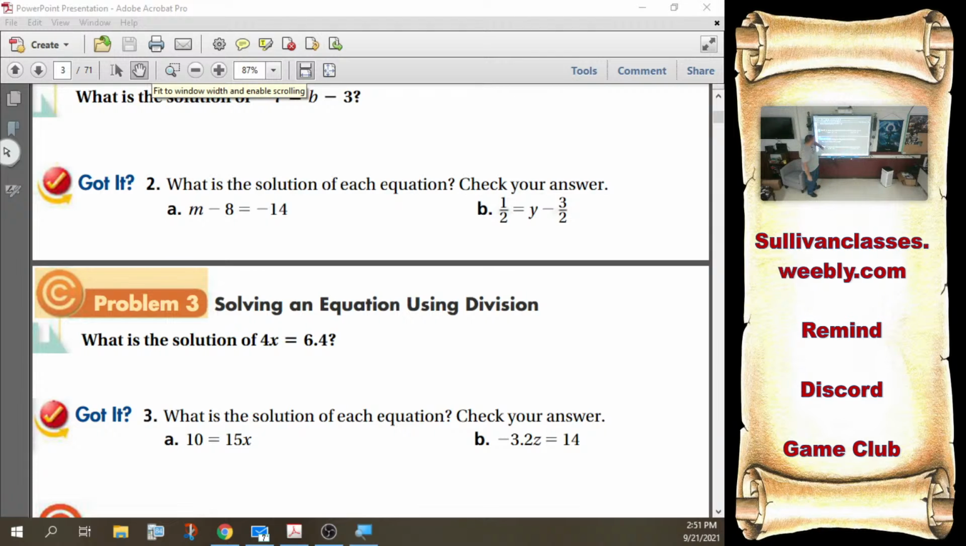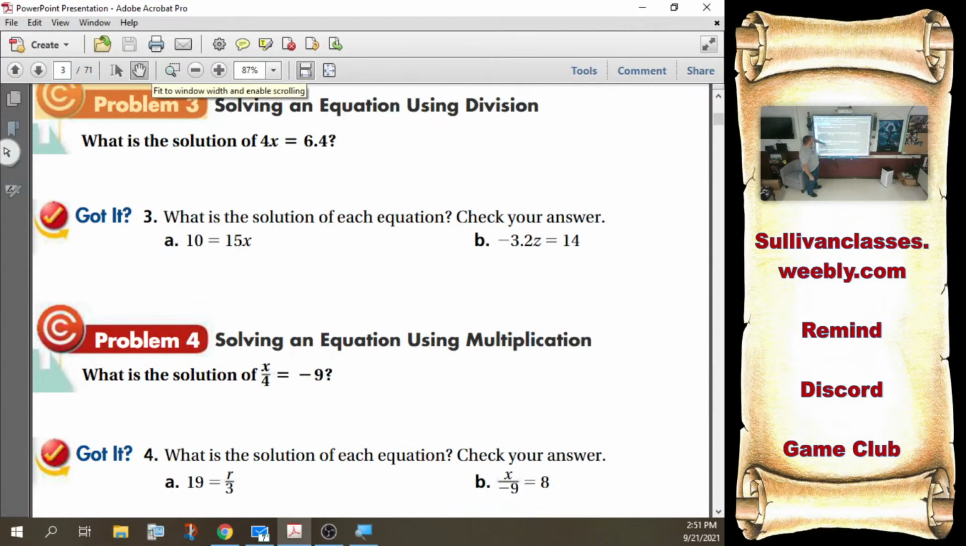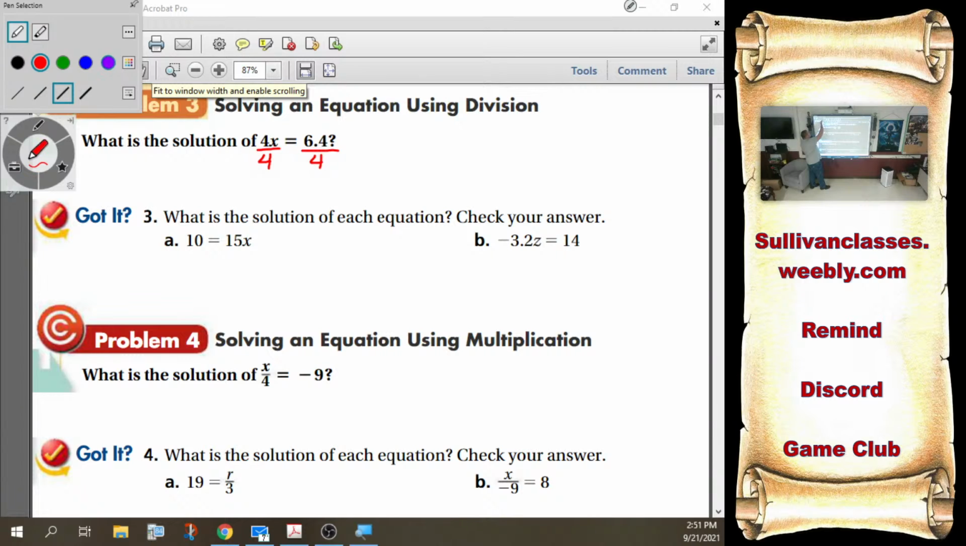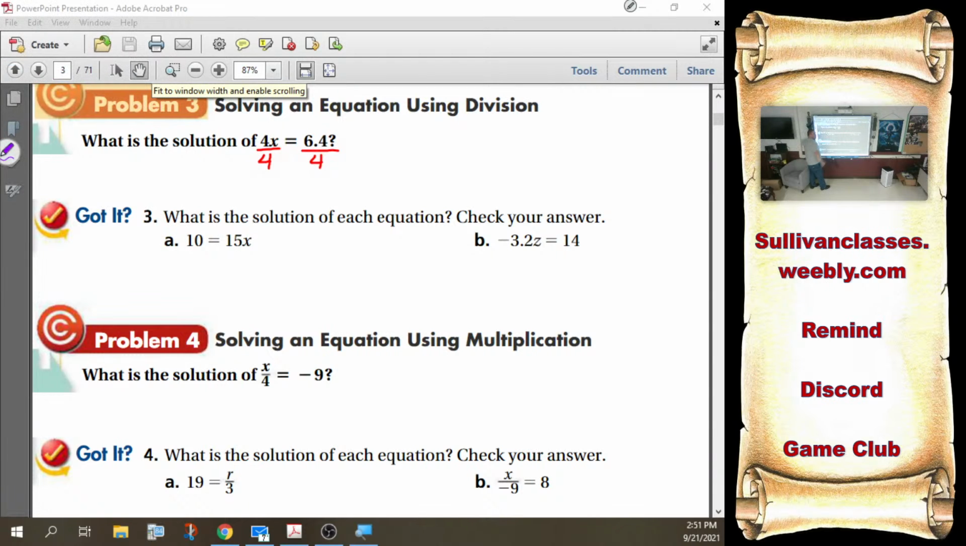So, same thing with multiplication and division. I undo add with subtract, I undo subtract with add. I'm going to undo multiply with divide. What I would like you to do when you show this, what is 4 divided by 4? 1. Show that it's actually 1. That is now 1x.